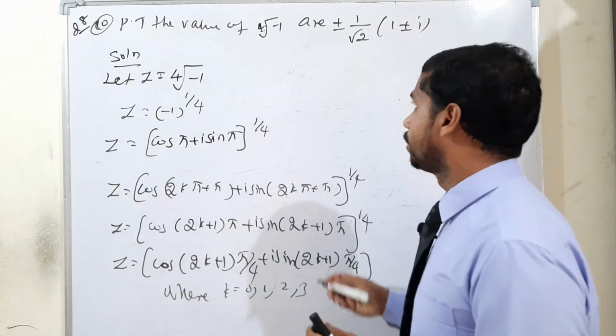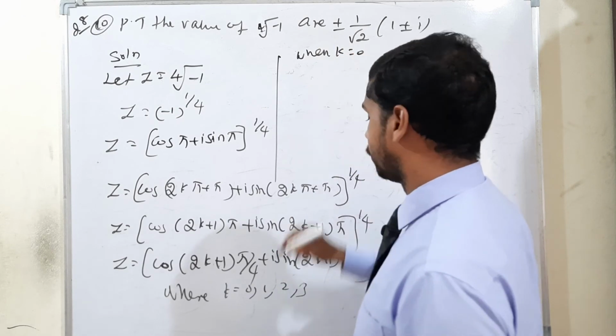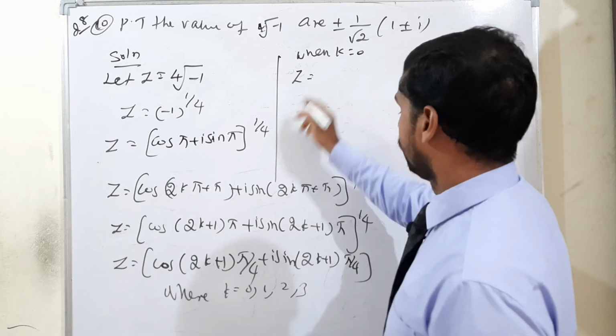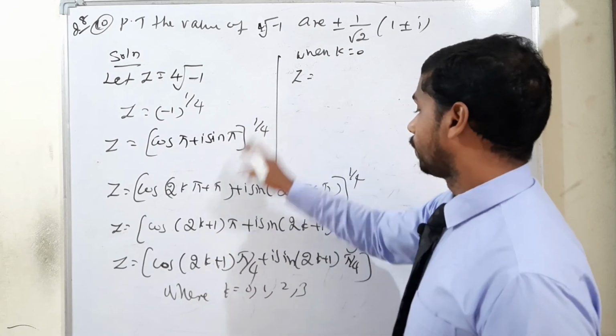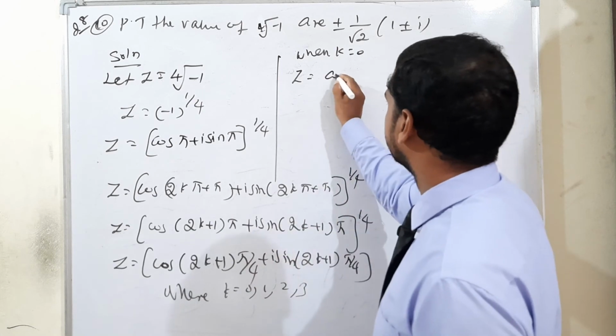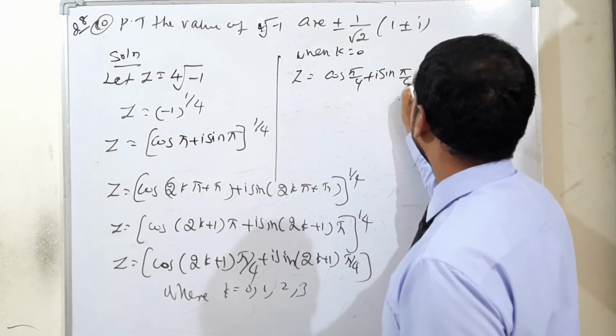When k is equal to 0, what will happen? So z is equal to, instead of k apply 0, 2 into 0 means 0, 0 plus 1 is equal to 1, 1 into pi by 4 means cos pi by 4 plus i sin pi by 4.